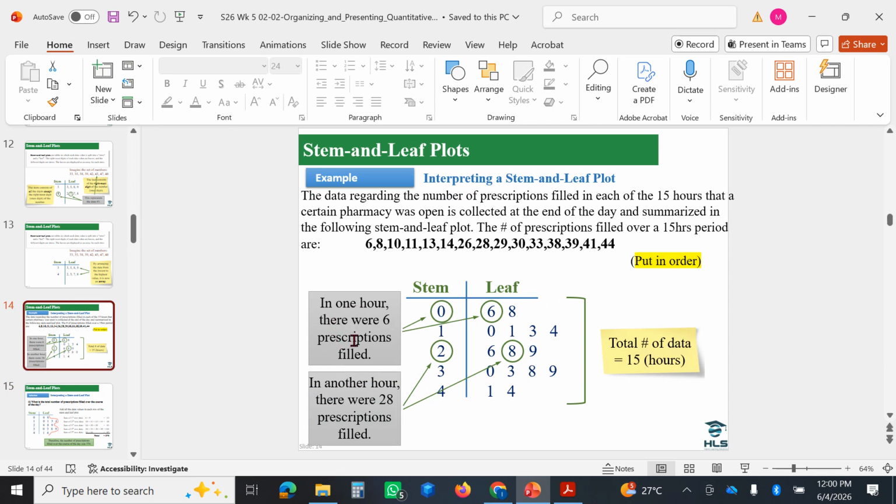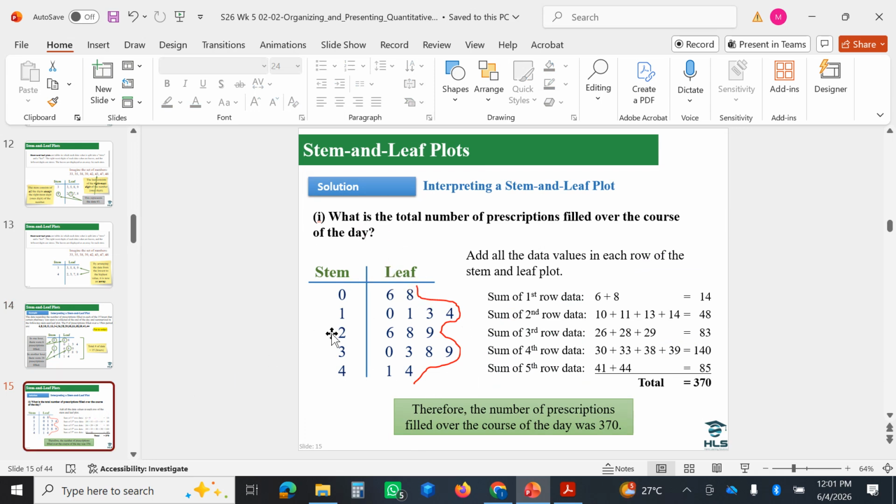So in 1 hour, there were 6 prescriptions filled. In another hour, 8 prescriptions were filled. In another hour, there were 28 prescriptions filled, and in other hours there were varying amounts as well. This is over a 15-hour period. And from a pharmacy point of view, it would be very interesting to know what hours we sold the most prescriptions, because you might want to hire somebody else during that time to help, because if you're filling 41, 44 prescriptions in 1 hour, you probably need a little bit of help.